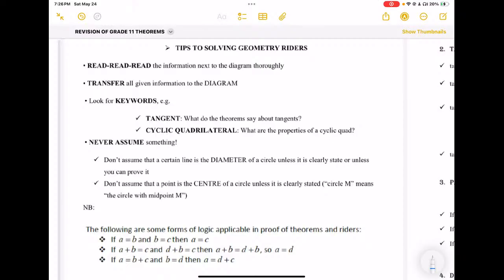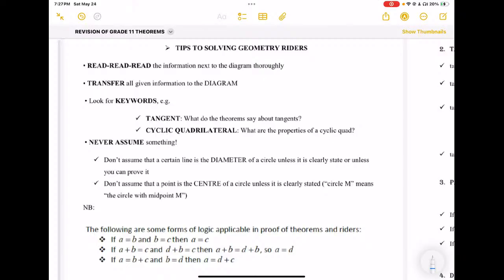You start by reading everything. Look for the keyword, and the keyword can be tangent, or if you see a cyclic quadrilateral, and then never assume something. Don't assume that a certain line is the diameter of a circle unless it is clearly stated or unless you can prove it, right? You don't assume anything. Don't assume that a point is the center of a circle unless it is clearly stated, circle M, which means that M is the center, right?